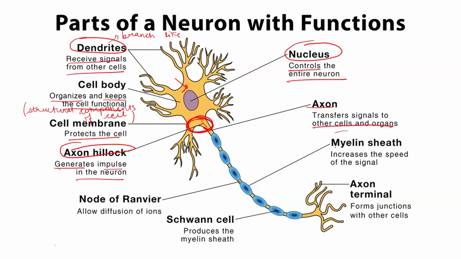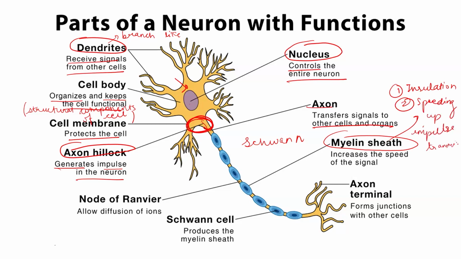As I mentioned, the myelin sheath is formed by the Schwann cells. So Schwann cells form the myelin sheath. What is the function of the myelin sheath? Firstly, it provides insulation. Second, it helps in speeding up the impulse transmission. So it increases the speed of the signal.